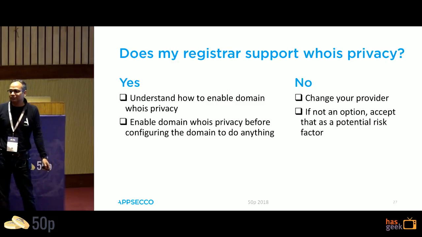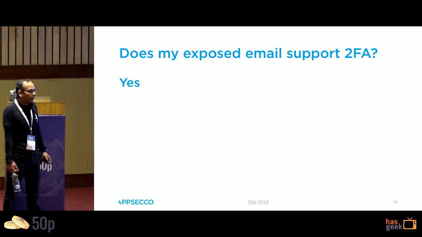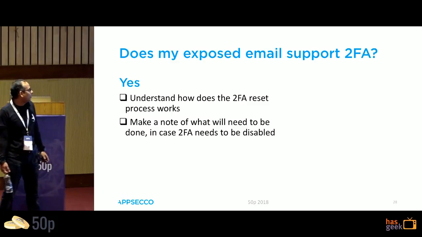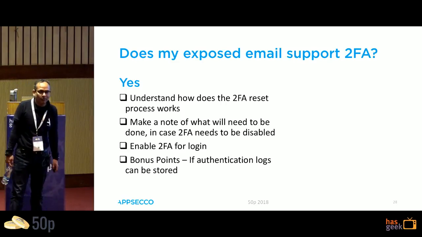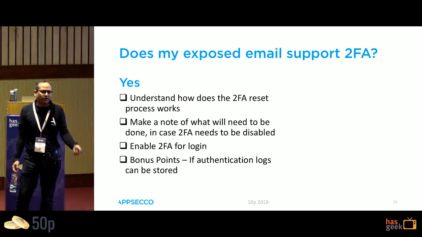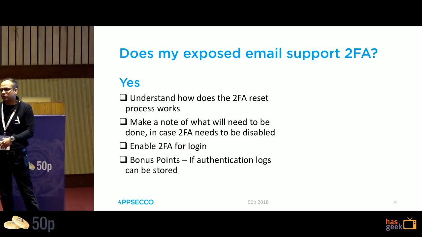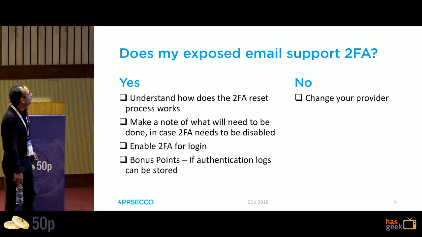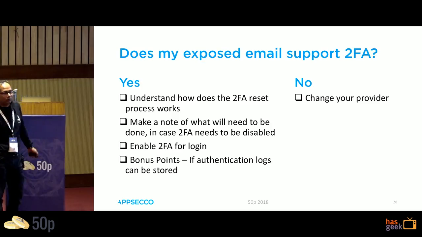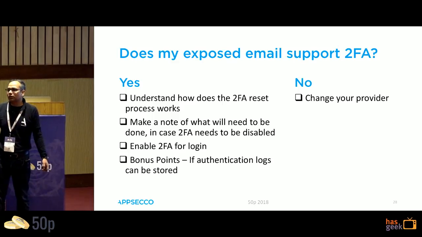Because dot in. If you are exposed, and the email provider supports 2FA, understand how it works and enable 2FA. If logs can be stored, great. I think with the G Suite apps now, you are able to get logs, you can offload the logs, and you can add some alerting on that if you want to. If your email provider does not support 2FA, change your provider. There is no reason to have an email provider that does not support 2FA.